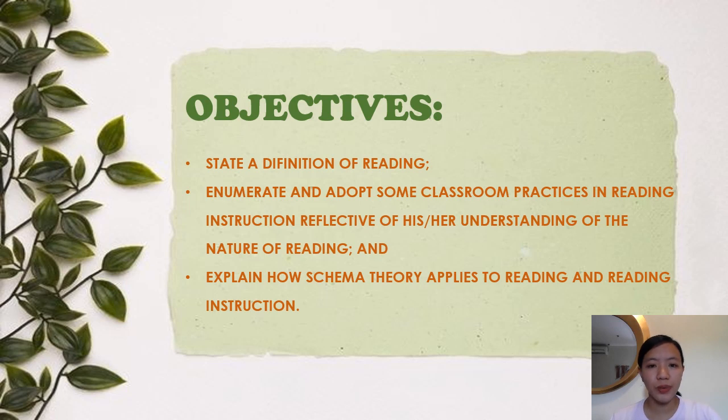As we go along with our discussion, please be guided by the following objectives: state a definition of reading, enumerate and adopt some classroom practices in reading instruction reflective of his or her understanding of the nature of reading, and explain how schema theory applies to reading and reading instruction. Classmates, this session has 6 subtopics, and I am going to discuss the overview, strategic reading, and recreatory reading. The rest of the topics are to be discussed by my partner, Ms. Jackie Glasses.